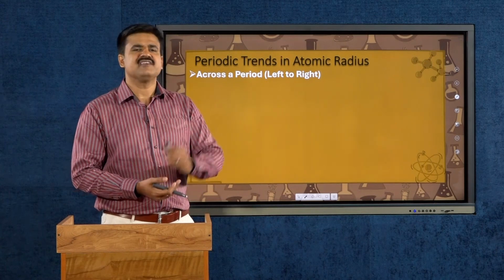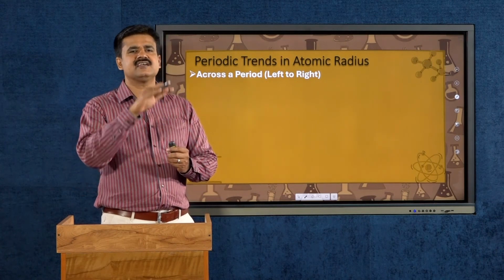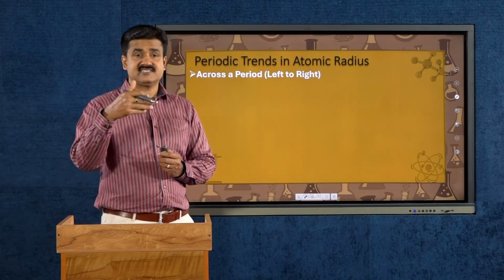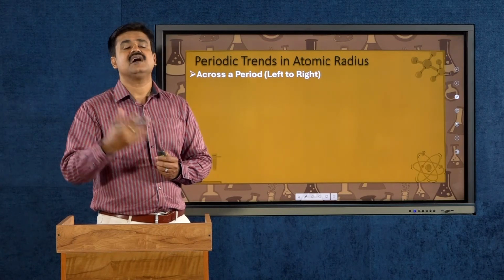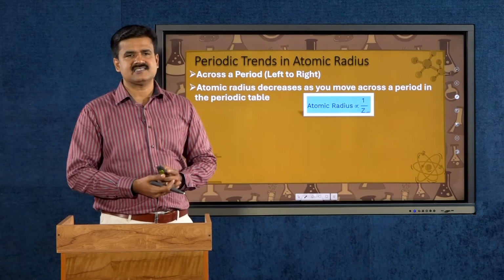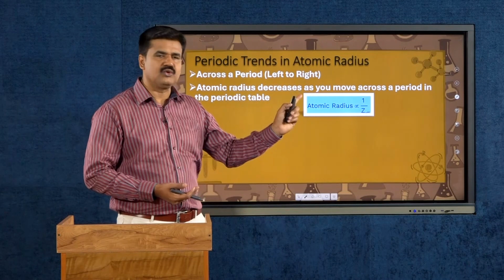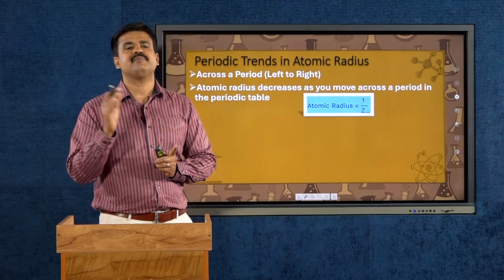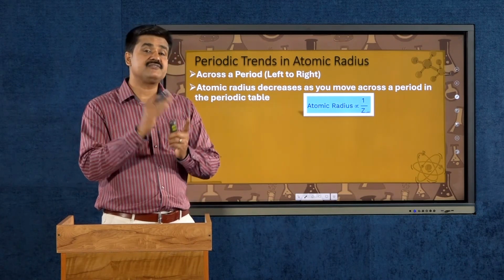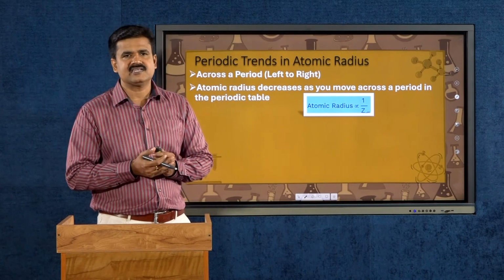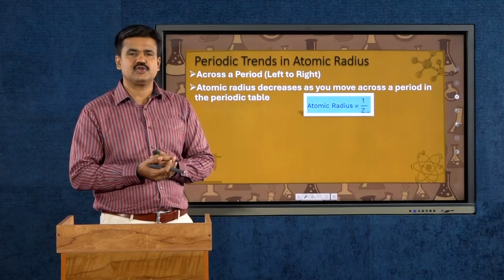Now we are discussing periodic trends in atomic radius. First of all, we are discussing the periodic trend along a period. As we move from left to right, we are checking what happened to the atomic radius. This is the result. Atomic radius decreases as you move across a period in the periodic table. If you move from left to right across a period, you can see that there is a decrease in atomic radius.